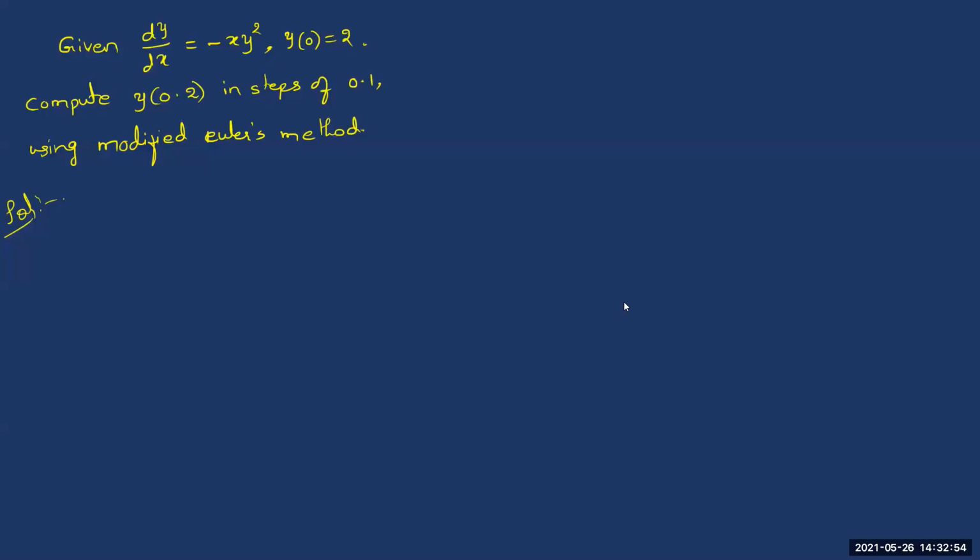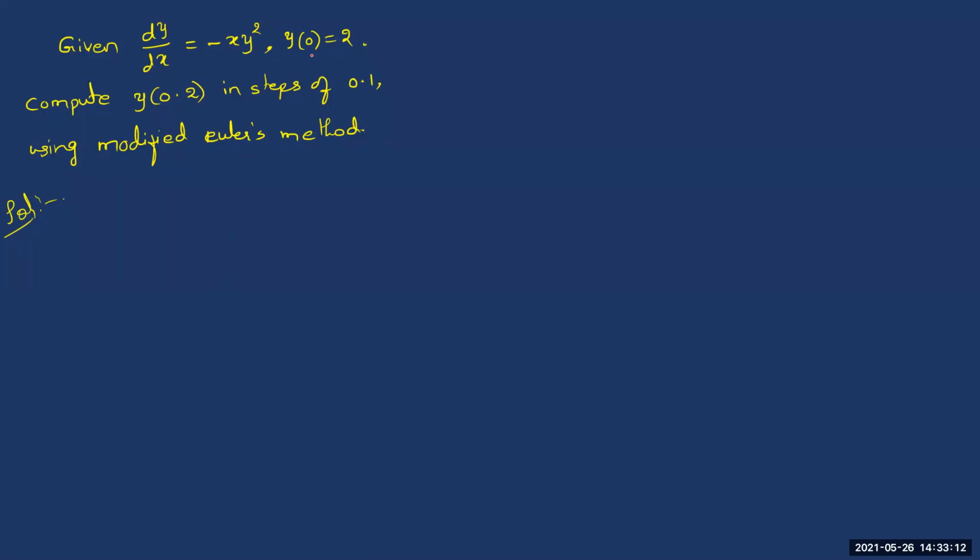Right? dy/dx = -xy², and the initial condition you are given is y(0) = 2. So you're asked to calculate y at 0.2 in steps of 0.1, right? Understand what you mean by this, in steps of 0.1?